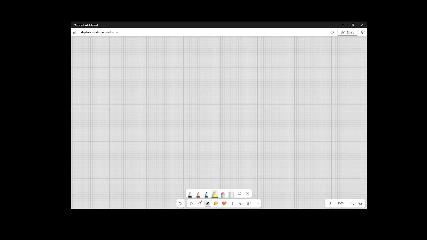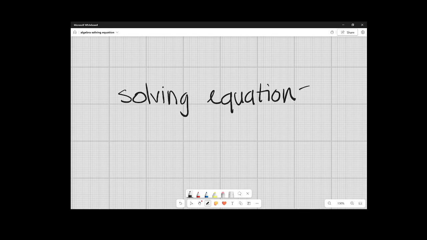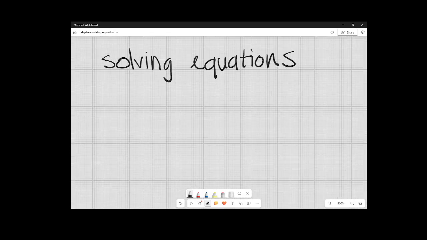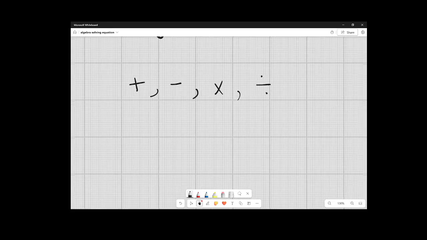Today we're going to be talking about some algebra, and specifically we're going to be talking about solving equations. What does this mean, solving equations? So if you've got your basic arithmetic down, in other words, if you're good with your addition, subtraction, multiplication, division, as well as your order of operations, we can begin.